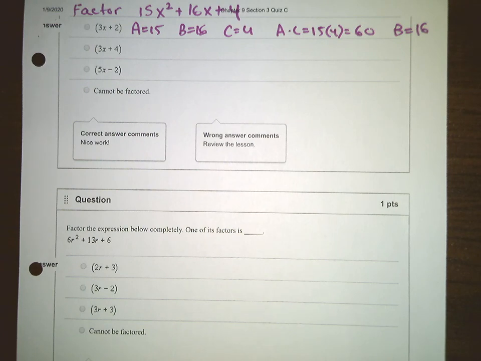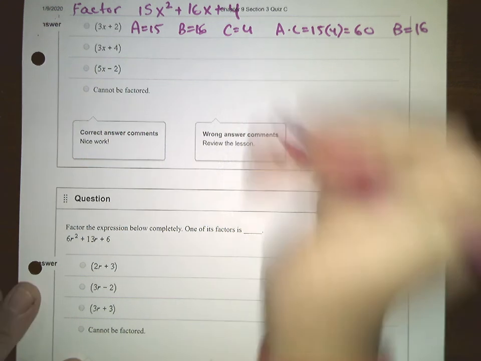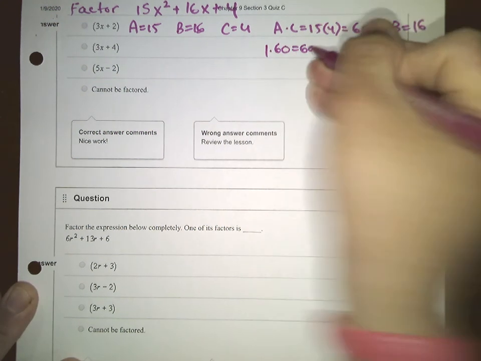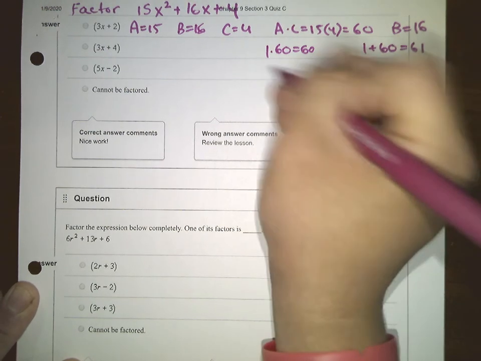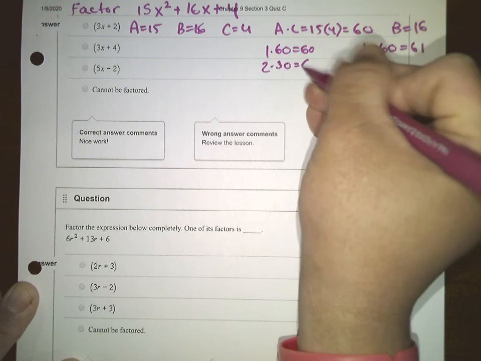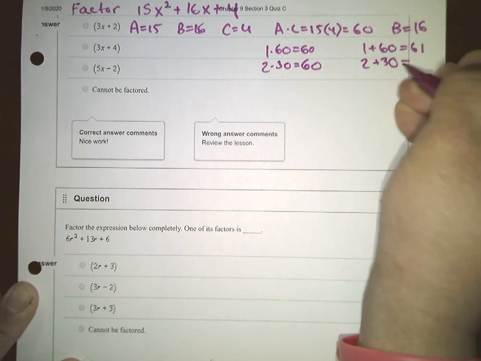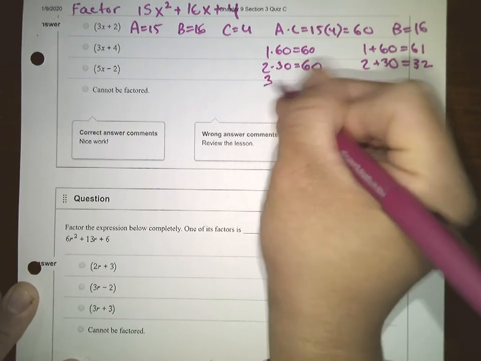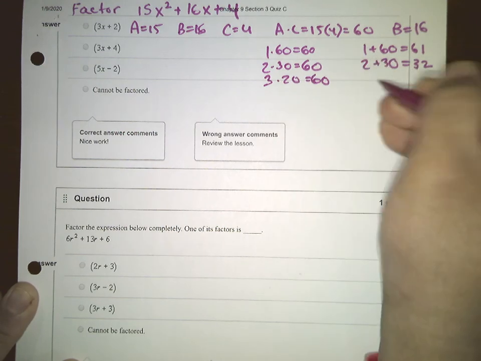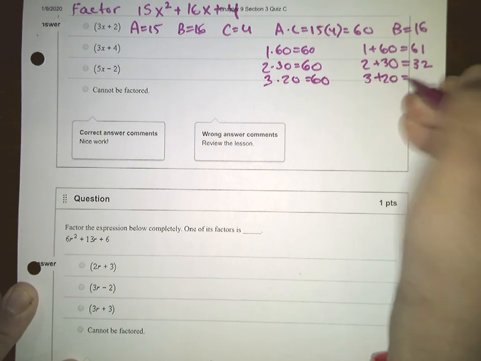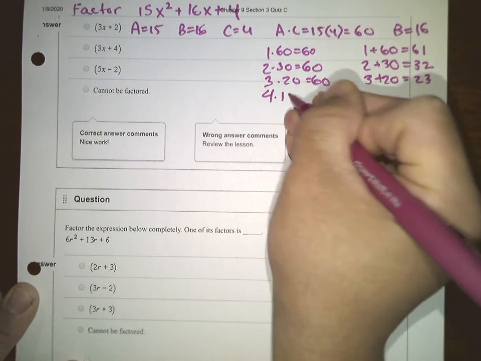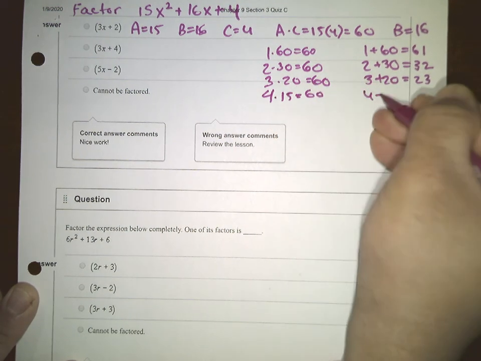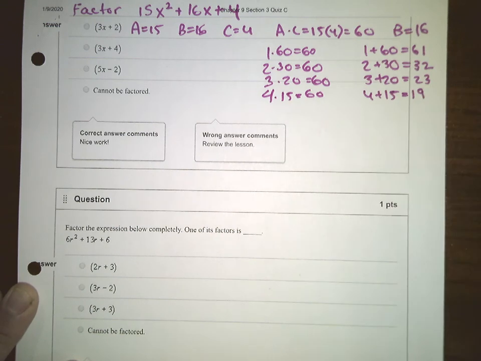So what do we have here? Well, we have 1 times 60 is 60, but 1 plus 60 is 61, so that's no good. 2 times 30 is 60, but 2 plus 30 is 32. All right, 3 times 20 is 60, but 3 plus 20 is 23. All right, 4 times 15 is 60, but 4 plus 15 is 19.